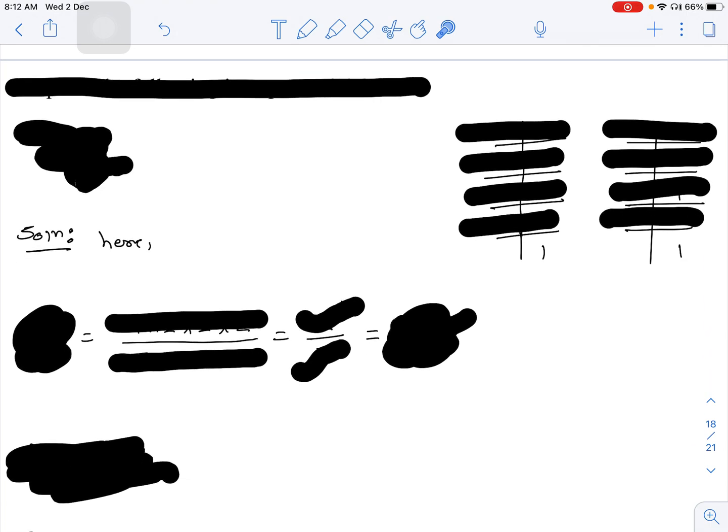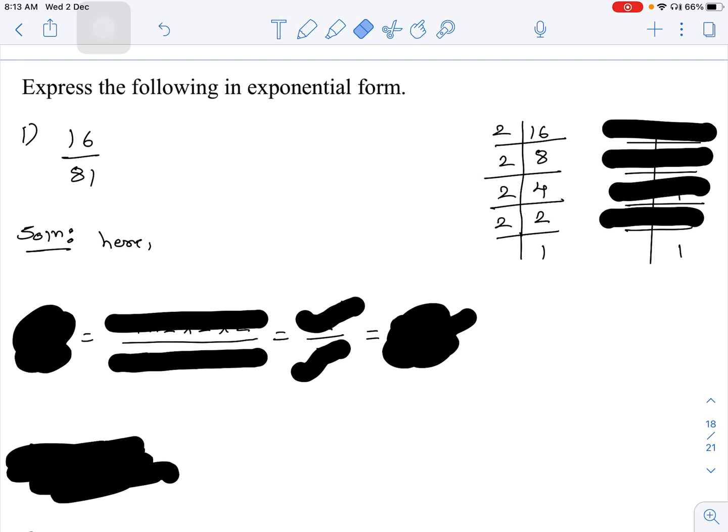Now in this example, it is again given: express the following in exponential form. What number do we have? We have 16 upon 81. This number we want to represent in exponential form. For that, first we will find the prime factors of 16 and then the prime factors of 81. So prime factorization of 16 we can do in this way: 2 8s are 16, 2 4s are 8, 2 2s are 4 and 2 1s are 2.